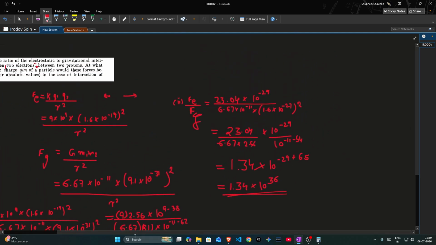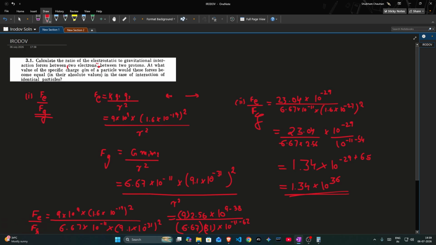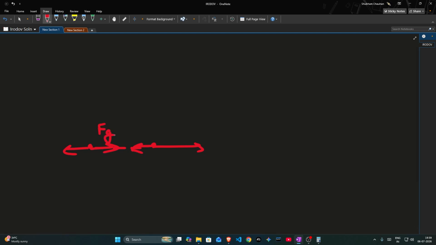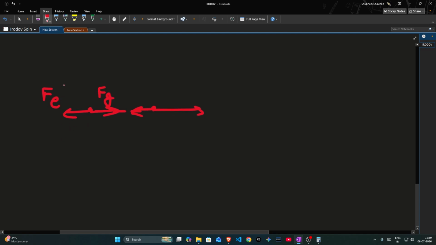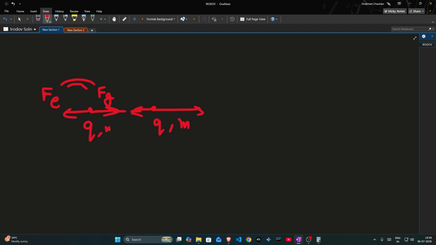Now we have the third part, which says at what value of specific charge of a particle would these forces become equal? They are talking about the electrostatic and gravitational force, for identical particles. So there are two identical particles. There is electrostatic repulsion and gravitational force. This is the force of gravitation, this is electrostatic repulsion. When will these two be equal? They have said these are identical, so they have the same charge and the same mass.